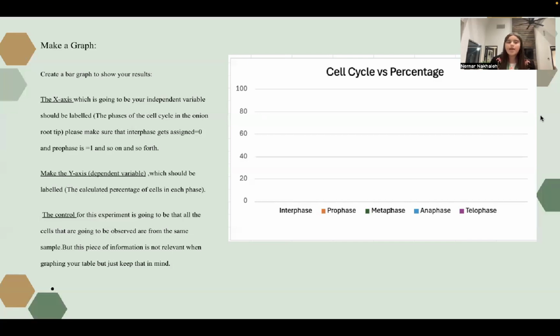The y-axis is going to be our dependent variable, and that is going to be the calculated percentage of cells in each phase. And then the control, obviously, for the experiment is that all of the cells are going to be taken or counted from the same sample. We're not going to use different samples. We're just going to control that one for our experiment. We're not really going to use that information when making the bar graph, but we just wanted it to be in your minds.